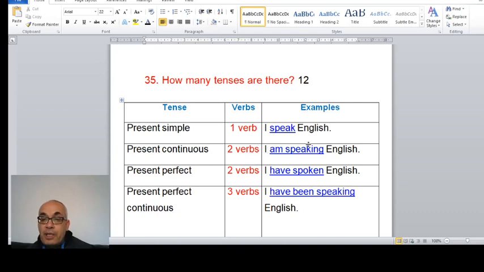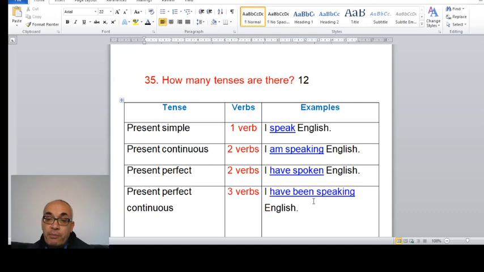Two verbs, I am speaking, or you are speaking. Two verbs, I have spoken, or he has spoken. Three verbs, I have been speaking English, or he has been speaking English. I just put one example with I for you to make it easy. So speak is a verb, it is present simple. I'm speaking is present continuous, it has two verbs. Have spoken is present perfect, it has two verbs. Have been speaking is present perfect continuous, and it has three verbs.